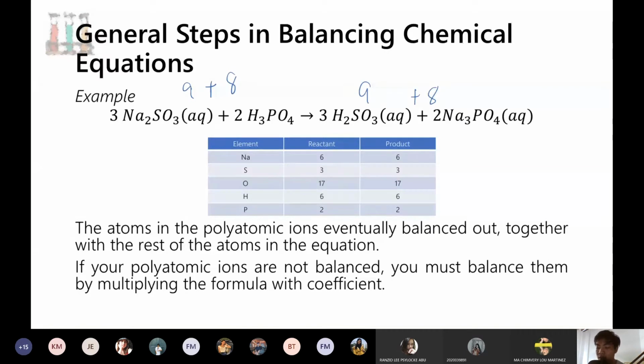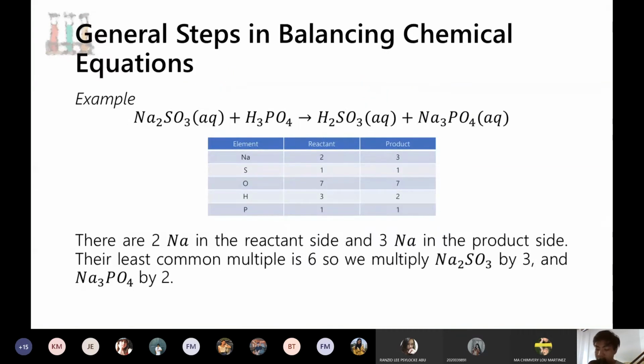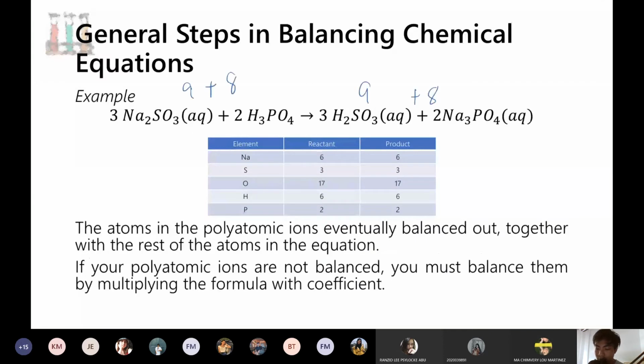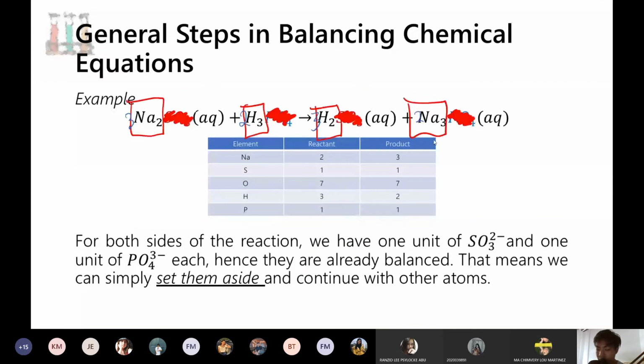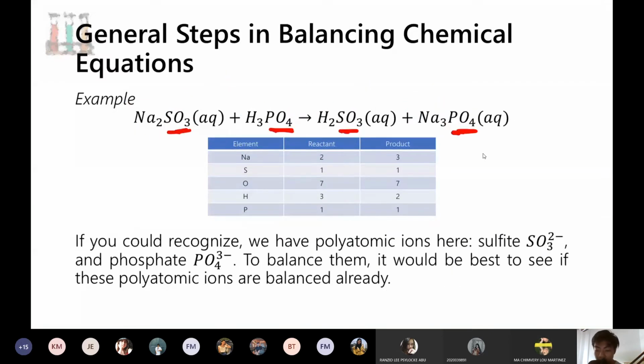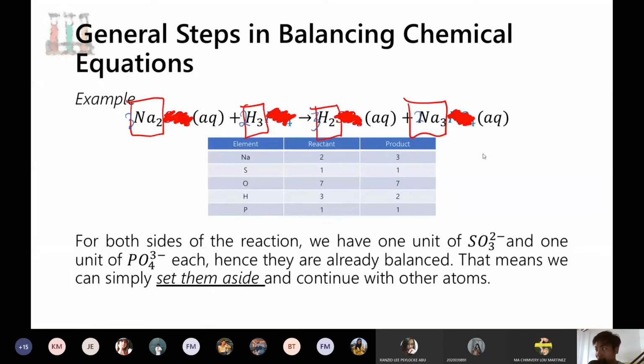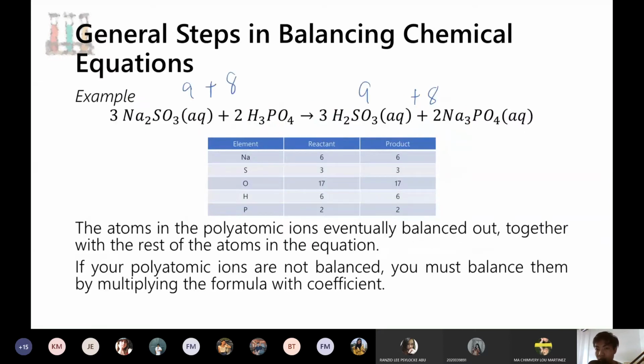So, as you can see, as long as your polyatomics are balanced, madali na lang yung balancing ng natira. So, yun yung last technique na i-share ko sa inyo. Again, recognize the polyatomics. Then, if they are balanced, you set them aside. You balance the remaining atoms na lang, yung mga natira. So, by doing that, balance the entire equation. So, yun yung quick step.